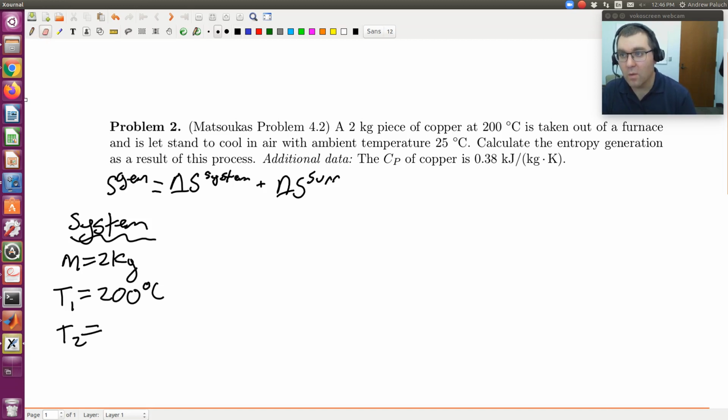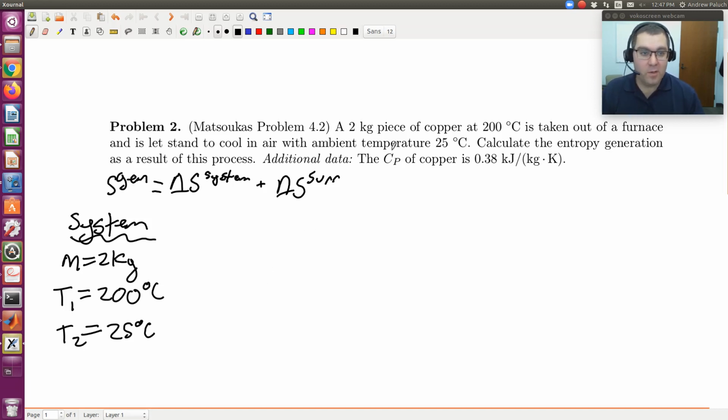Why? Because taking copper out of the oven, it's in contact with ambient air, which is at 25 degrees C. I'm assuming my ambient air, my surroundings, is a heat bath. So I know that heat will be released from my copper until it reaches a final temperature of 25 degrees C, at which point it's in equilibrium with my surroundings. All right, so what's the change in entropy?